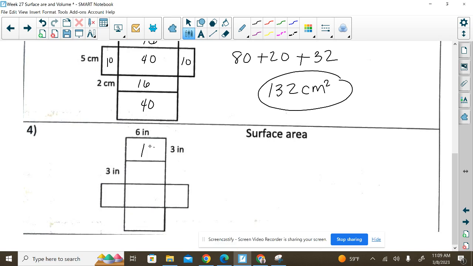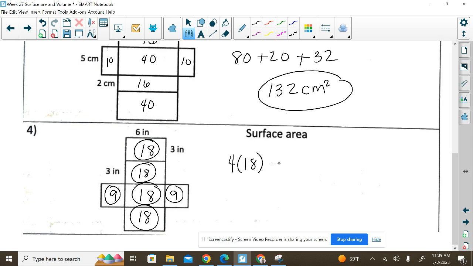Here we had 18, 18, 9, 9, 18, 18. So then you could have done 4 times 18 because you had 4 18s plus 9 plus 9, which gives you another 18. So you really could have done 5 times 18, which would have given you 90 inches squared.